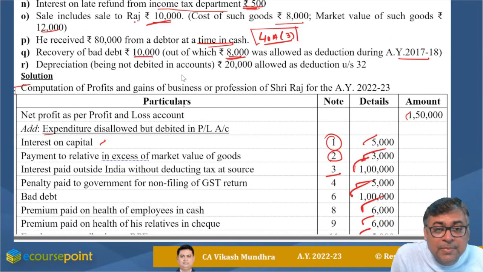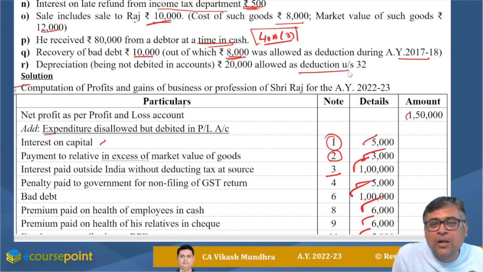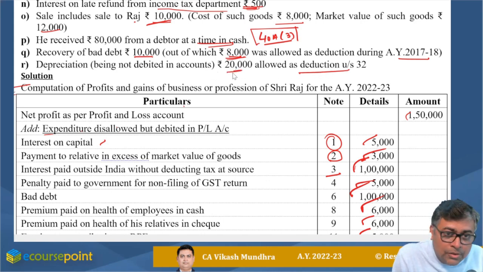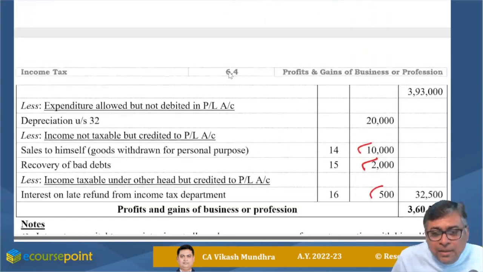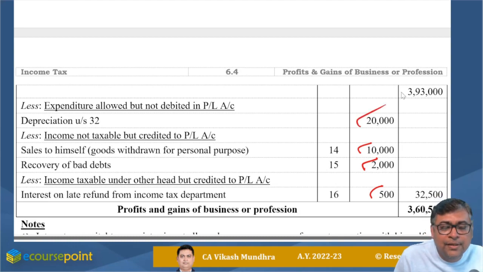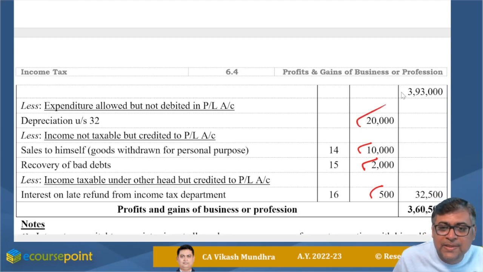Depreciation not debited in accounts, rupees 20,000 allowed as deduction under section 32. Since it is not debited, you should get the deduction on account of depreciation, so it should be reduced while computing your PGBP. So I am reducing your income by rupees 20,000.